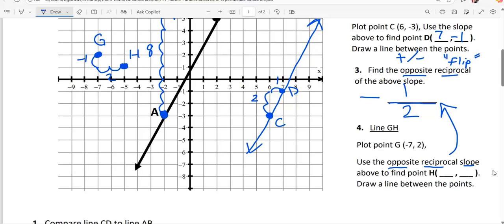Opposite reciprocal. And what are the coordinates of this H point? -5, +1. Right? We went down 1, right 2. Like right there. Down 1, right 2. H. And now take that straight edge and make a nice straight line going through G through H. That's not good. That's all right. I'll keep it. All right. So now you have a line going through the other line.